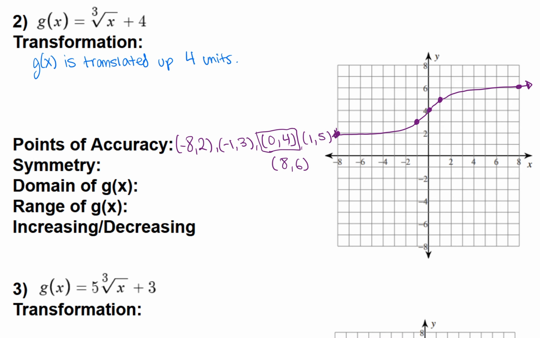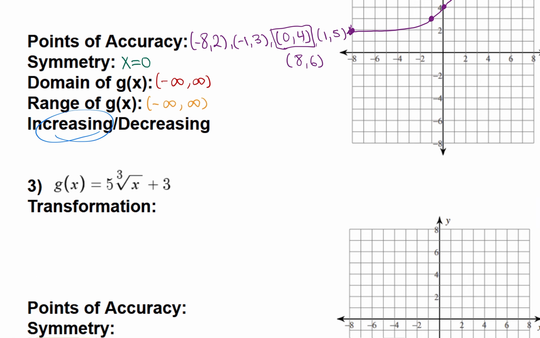So my axis of symmetry, based on the x-coordinate, will be x is equal to 0. My domain will be from -infinity to +infinity. My range will also be from -infinity to +infinity. And this function will be considered to be increasing. It's a positive function, so it's increasing. Let's go to the third question.